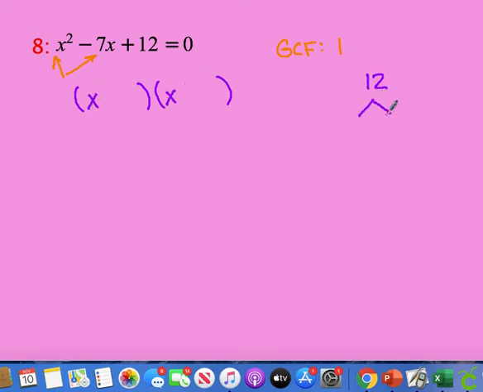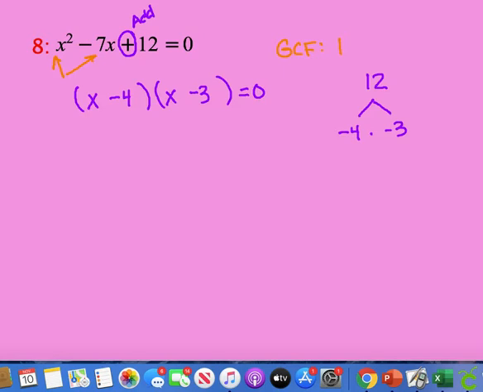And now I'm looking for factors of 12 that have to add to be -7. So that would give me a -4 and a -3. So I'm going to pop those in there.